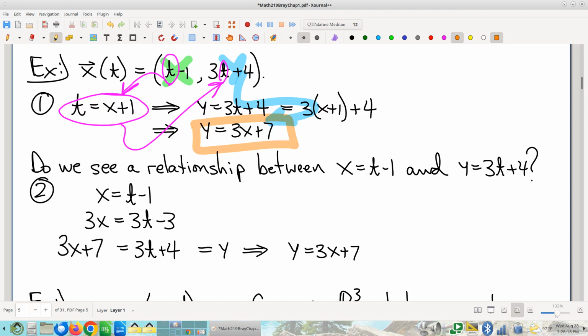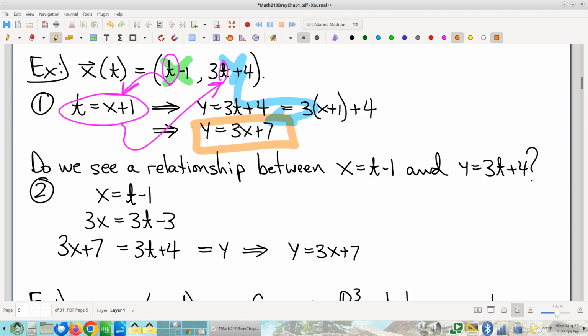So this is a parameterization, right? This is a function that traces out some curve. And now as a result of this argument, I know that the curve that it's tracing out is a line. Okay. Everybody happy?